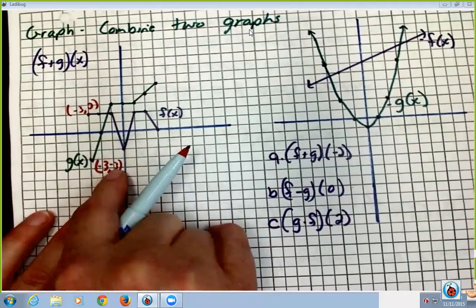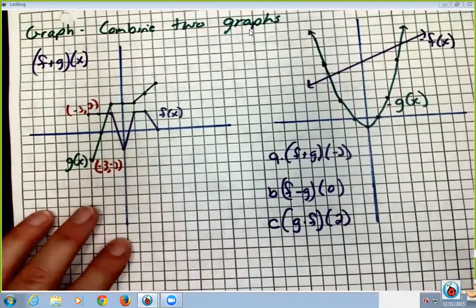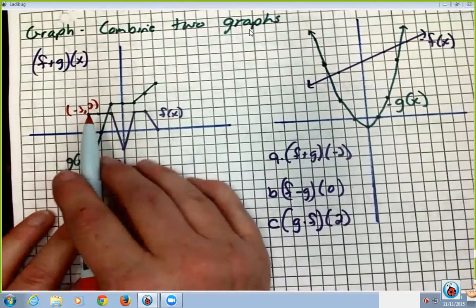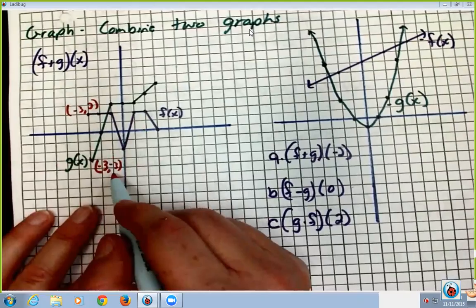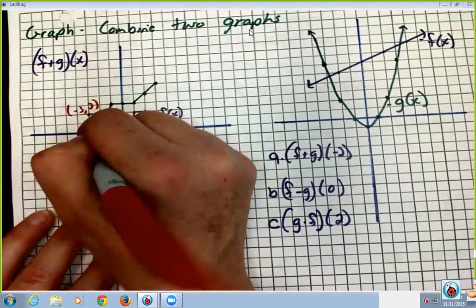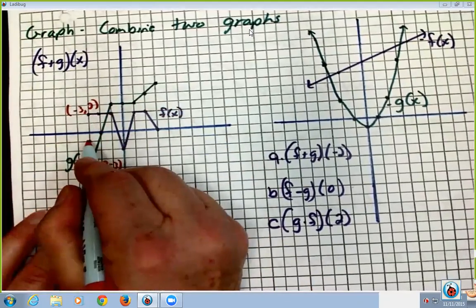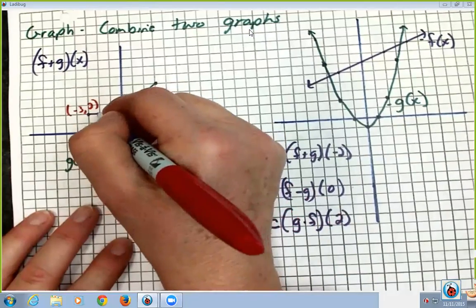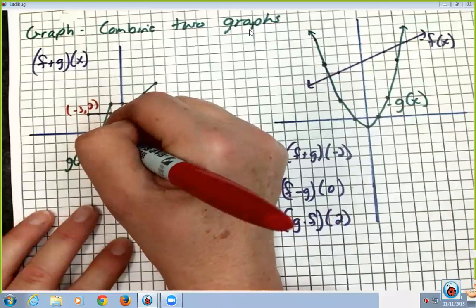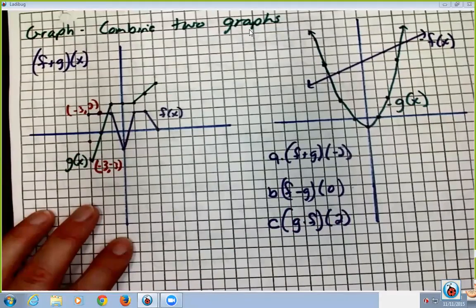plus a negative 3, is going to give me a new point. Positive 2 plus a negative 3 gives me what? Positive 2 plus a negative 3 gives me a negative 1. So I'm going to put a dot right there. That's my new point. Okay? If I take these two and add them together, this one's at 2, and this one's at 0. So 2 plus 0 is 2.